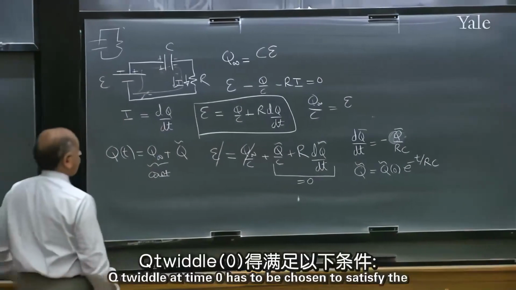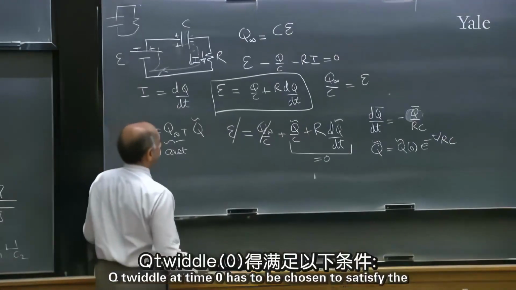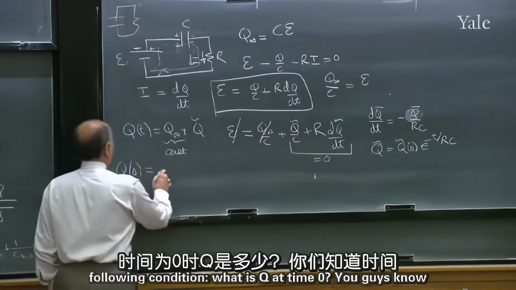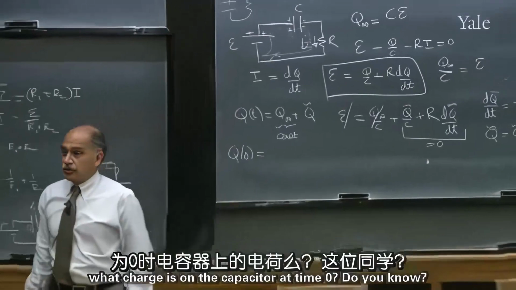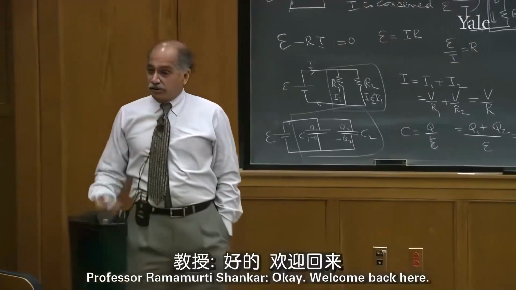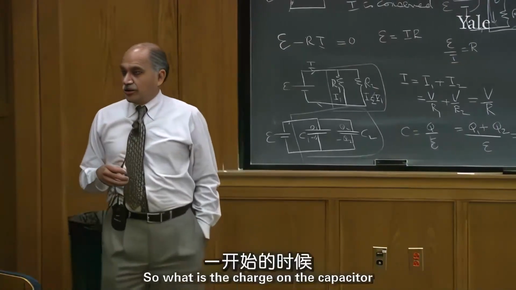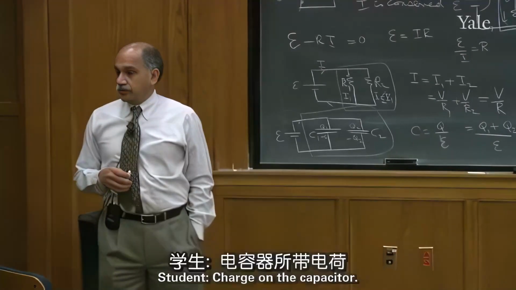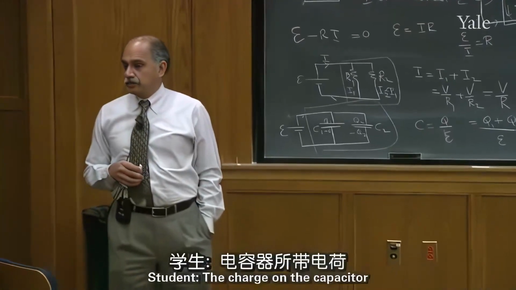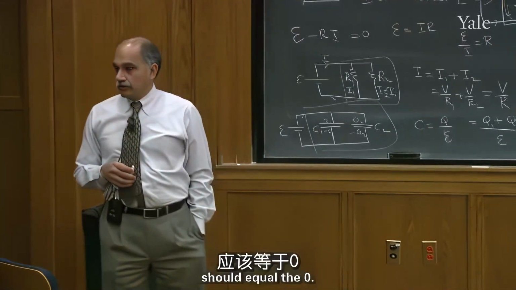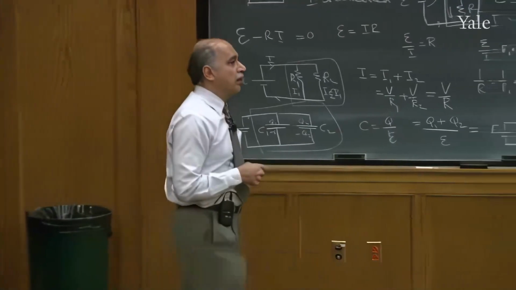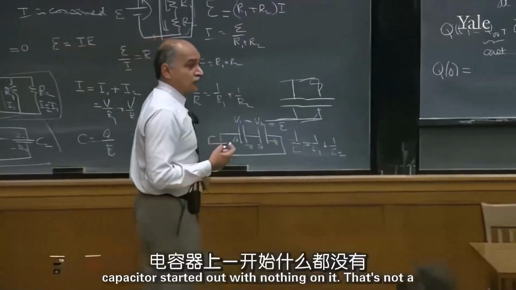Now, Q twiddle at time 0 has to be chosen to satisfy the following condition. What is Q at time 0? You guys know what charge is on the capacitor at time 0? Sorry, my mind was elsewhere. Okay, welcome back. So what is the charge on the capacitor when I started everything? At the beginning of the experiment. The charge on the capacitor should equal 0. No, when I just started. Anybody know? Yes? 0, because I told you the capacitor started out with nothing on it.